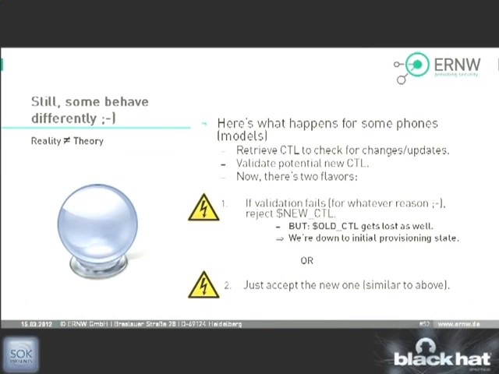The first thing is that the phone detects the CTL is in some cases invalid, but just forgets the old CTL, so it's back to the initial provisioning stage. It has no CTL at all, so no root of trust, and it just has to accept any CTL. The second case we've seen is that the phone just accepts the new one, so it doesn't detect that we have changed something or that there is a modification on that file at all, which also is very bad.